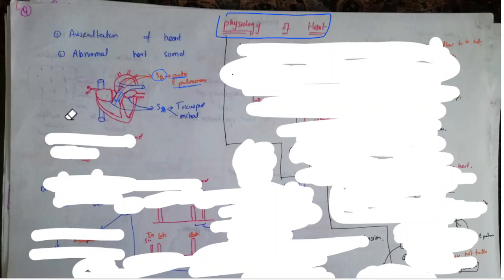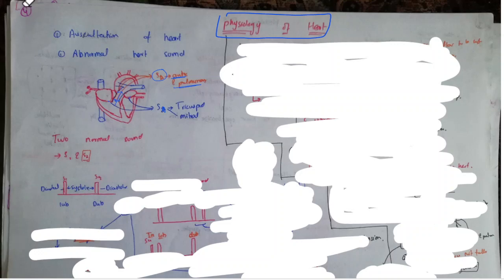Now let's come here. There are two normal sounds, S1 and S2. So where do S1 and S2 occur? S1 occurs when the diastole ends. All the blood comes into the ventricle, and the mitral valve closes. At that time the lub sound is produced.